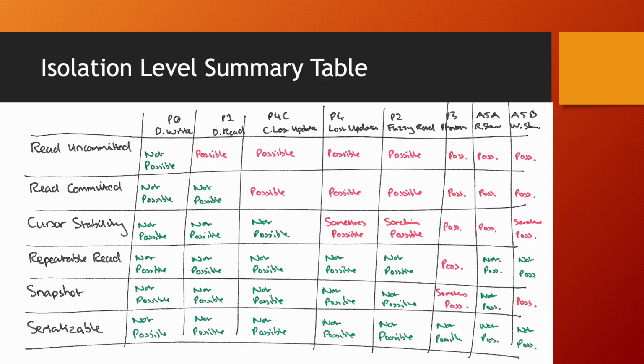All right, next slide, the isolation level summary table. This graph captures all the different isolation levels and what is allowed and what is not allowed. So we have read uncommitted, read committed, cursor stability, repeatable read, snapshot, and serializable.